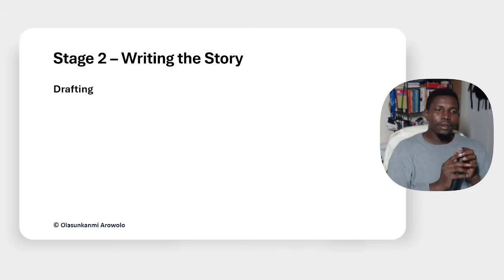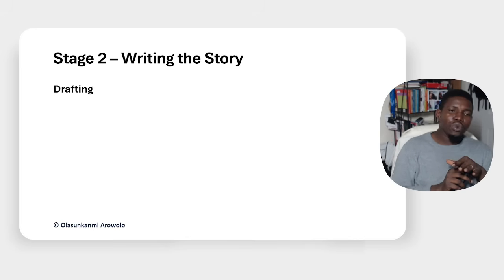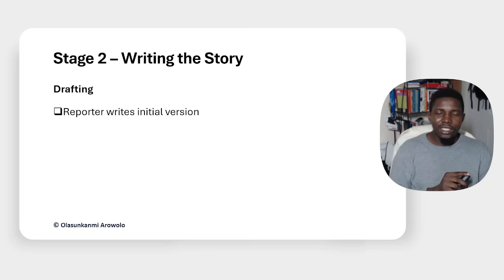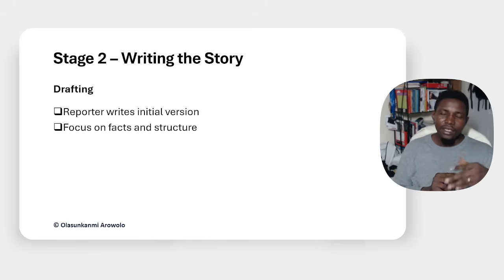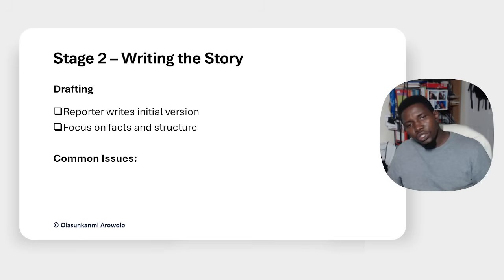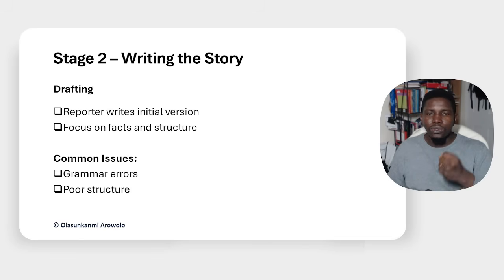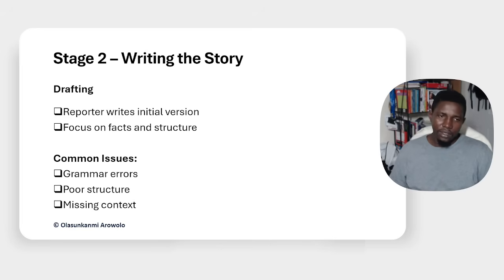All right. Now, the second stage will be drafting. They write the initial version and then they focus on the facts to ensure that the facts are written correctly. And then they attend to common issues such as grammar errors, poor structure, and missing context.